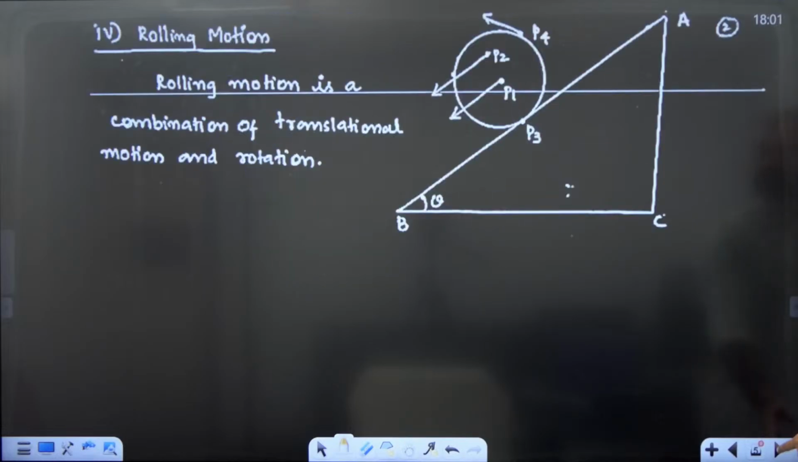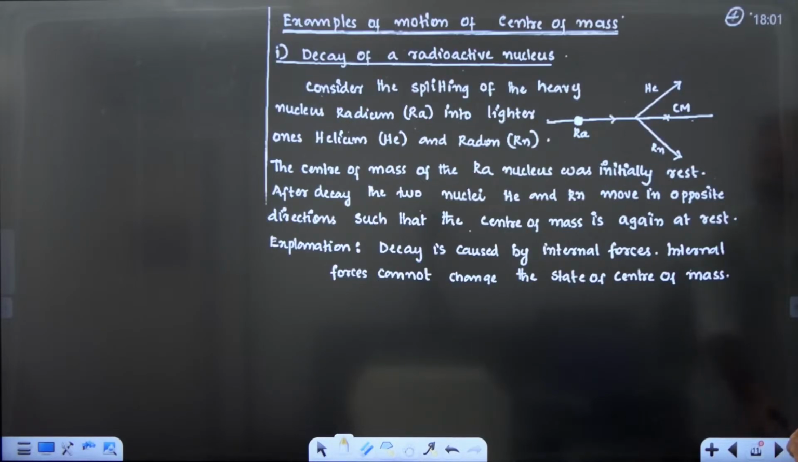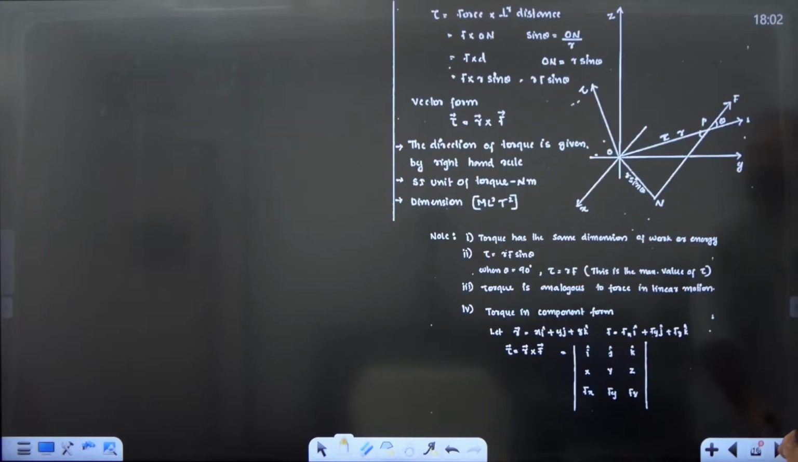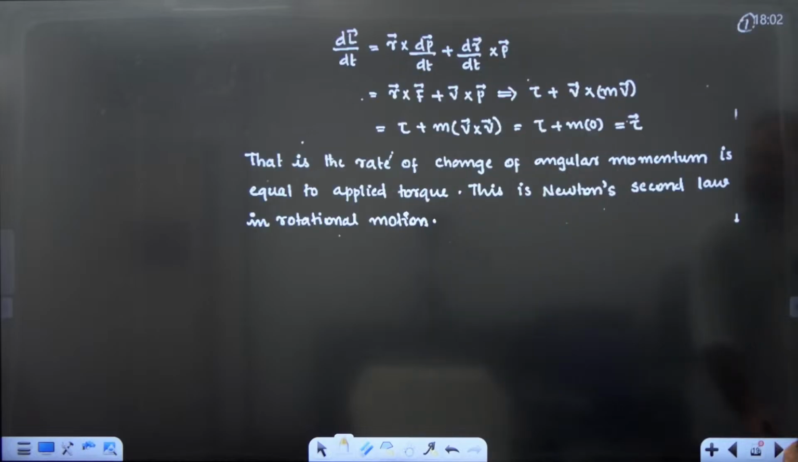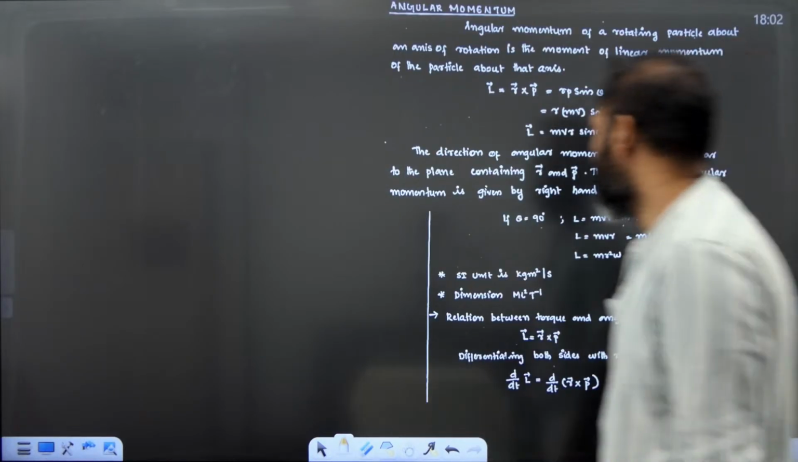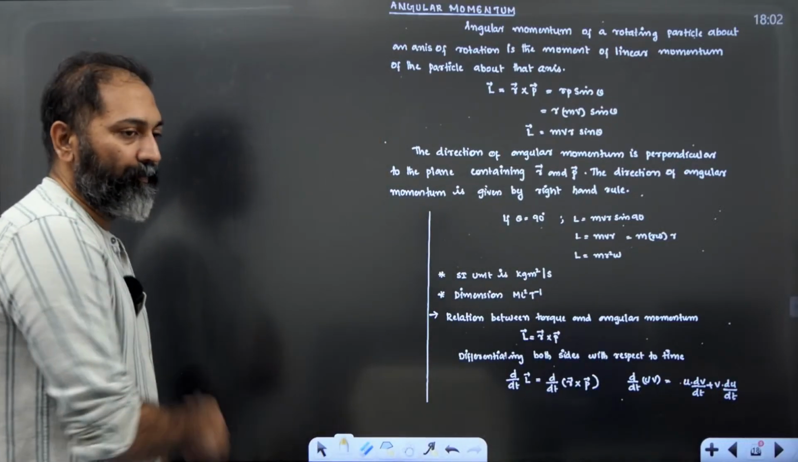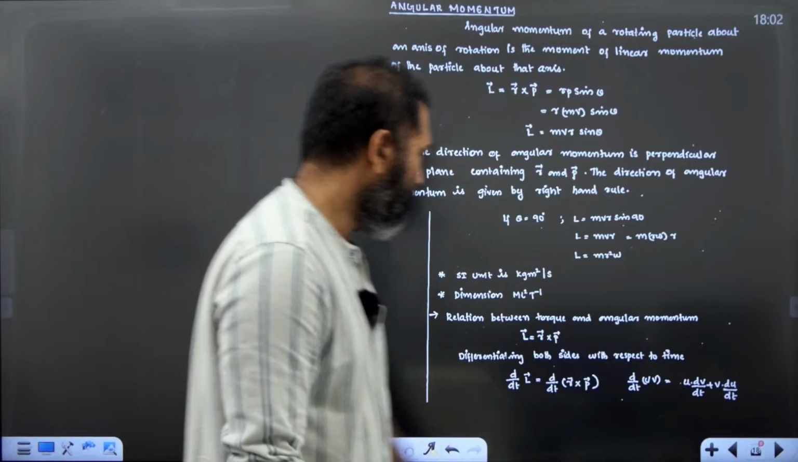So we have done this. Last class we were discussing center of mass. What was the last point? Angular momentum. Next is a derivation.